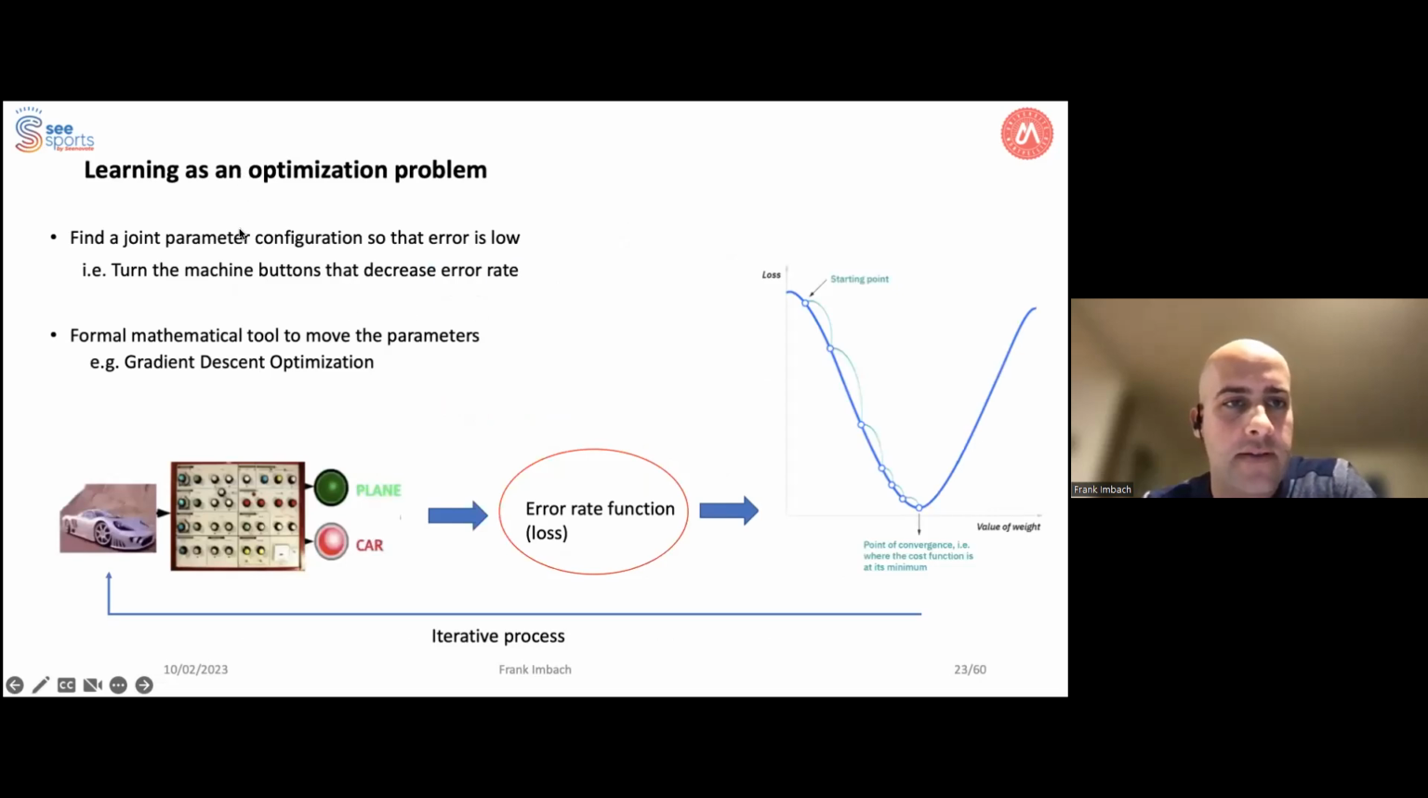And we can see learning as an optimization problem. So finding a joint parameter configuration so that the error is low, the error in prediction, I mean. It's like a turning button so that the machine will say, okay, this is a car and it's not a plane. So you find the best configuration to limit the error. And how to do that? We have mathematical tools such as gradient descent optimization. It's just moving the parameters from right to left and so on to find this point of convergence and to find the minimal value for the loss function, so the minimal error.